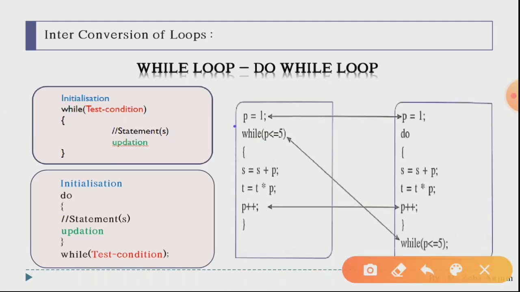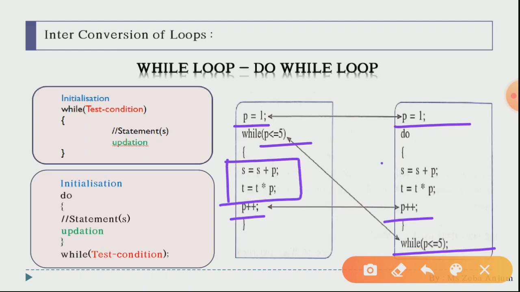Now see, p equals 1 initialization goes as it is at the very top. Now regarding your test condition, it goes at the very bottom with while. Regarding your updation, it goes over here at the very last. And the middle portion regarding your statement will remain as it is. I hope that this conversion is very clear to you. This is very simple.